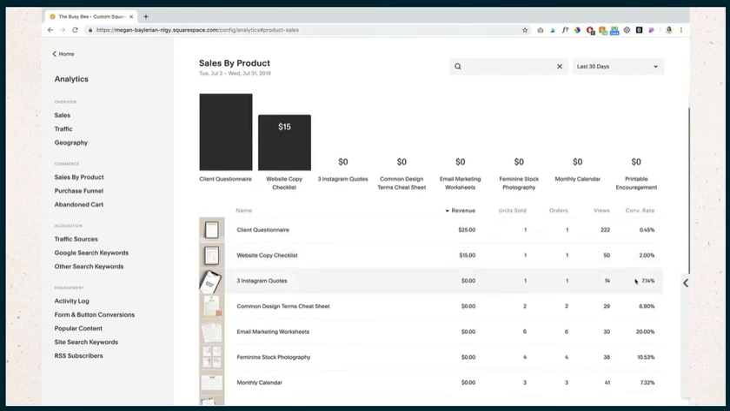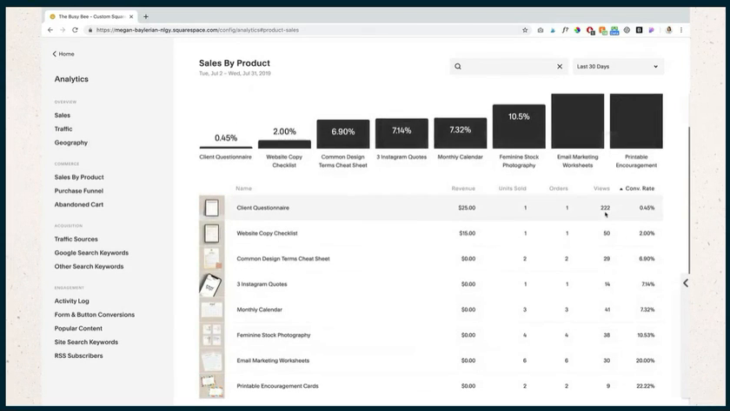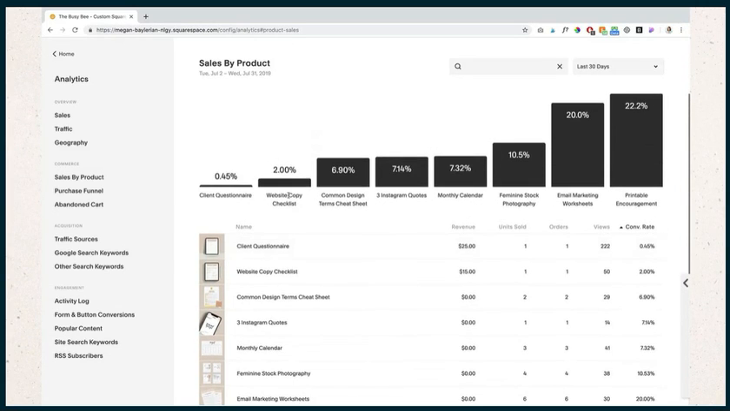The conversion rate is calculated by taking your units sold divided by the views. So I have a 0.45% conversion rate in the past 30 days on my client questionnaire. You can also see what has the highest conversion rate and lowest conversion rate. And just keep in mind, my client questionnaire gets a lot of views, as you can see. I've only sold one unit of the website copy checklist, but my conversion rate is 2% versus 0.5%. That's just because it has a lower amount of views. So just make sure that you keep that in mind.